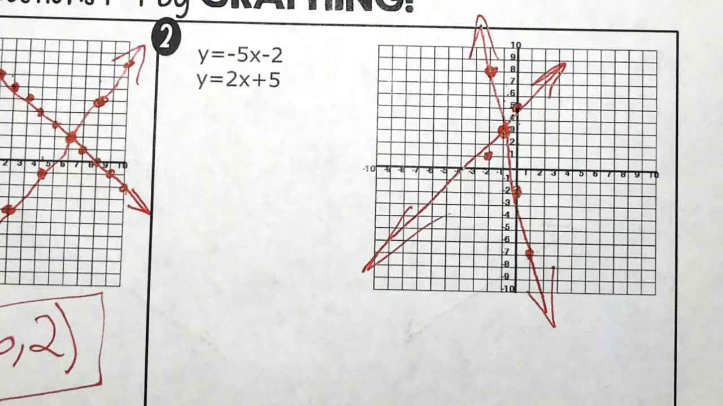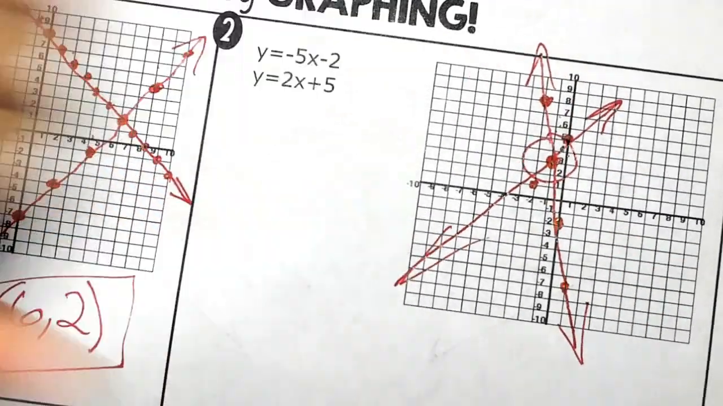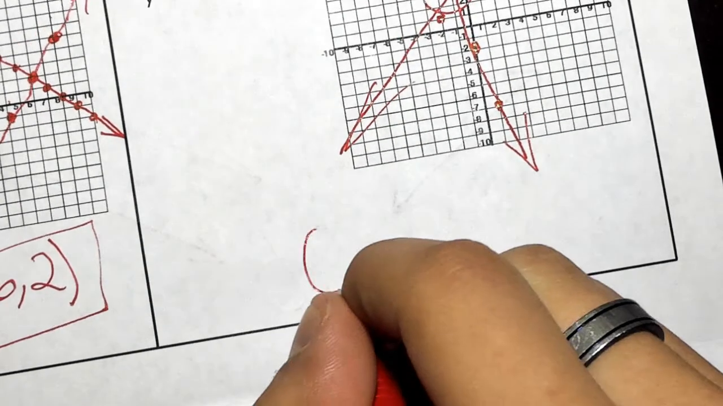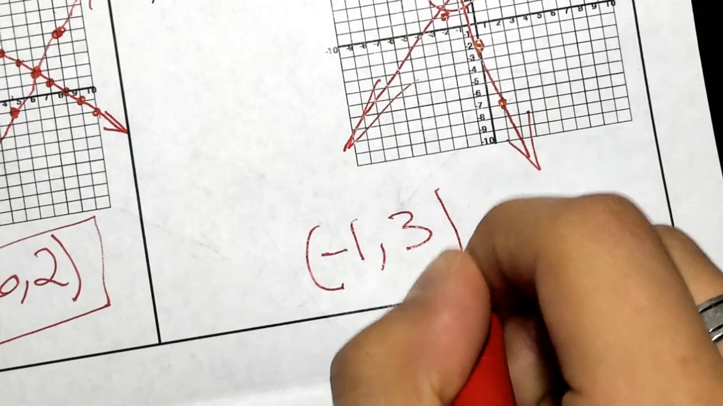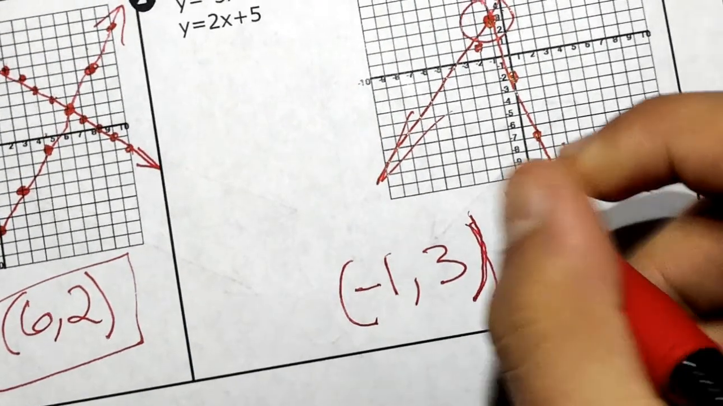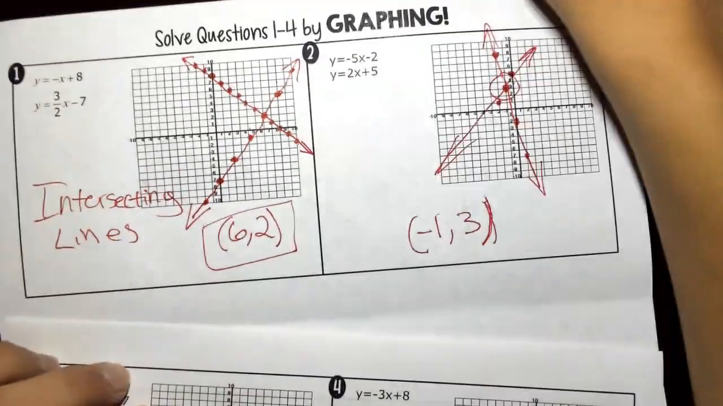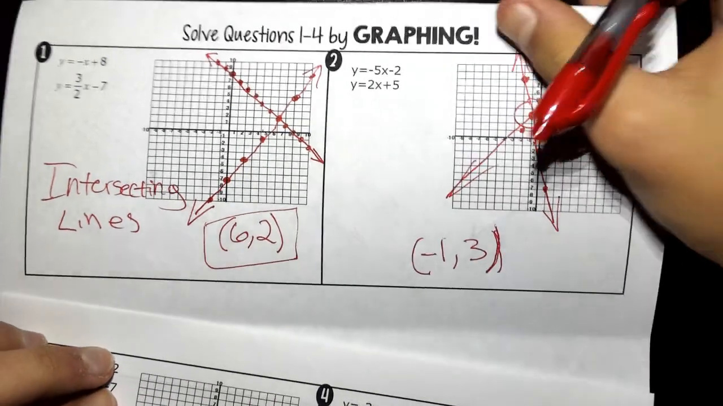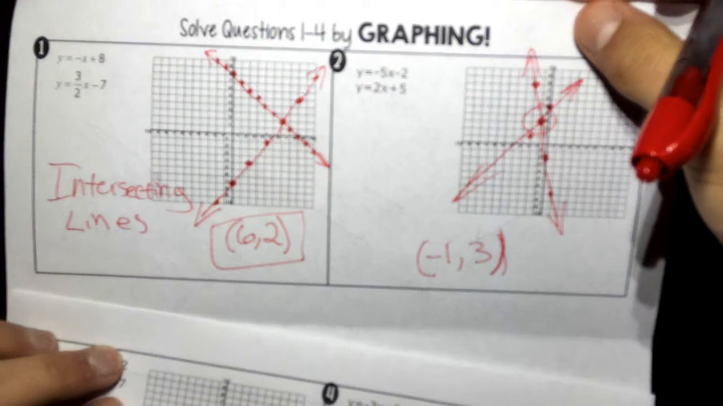Okay. So that you see right there, that's our point of intersection. Should be at -1, comma 3. Zoom out for you guys. Pause if you need to right there, and then move on to the next part of the graphing section.